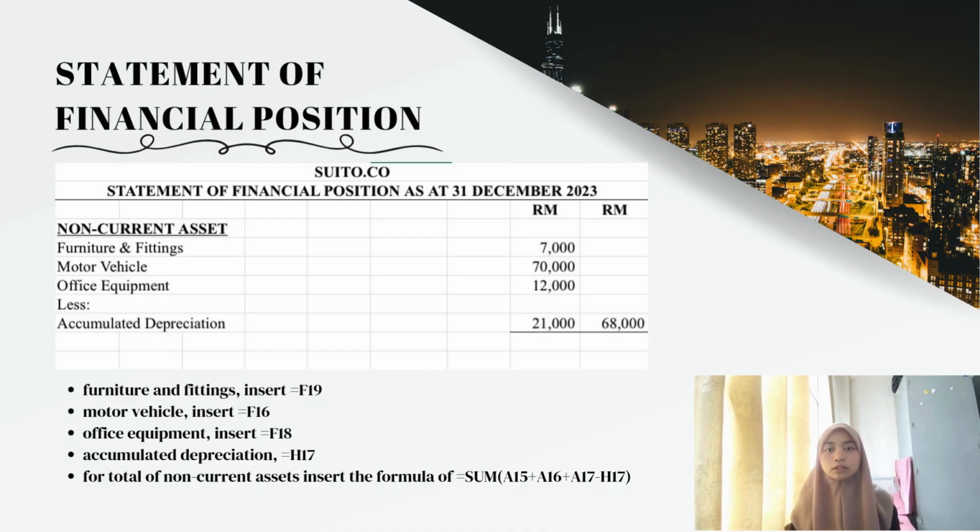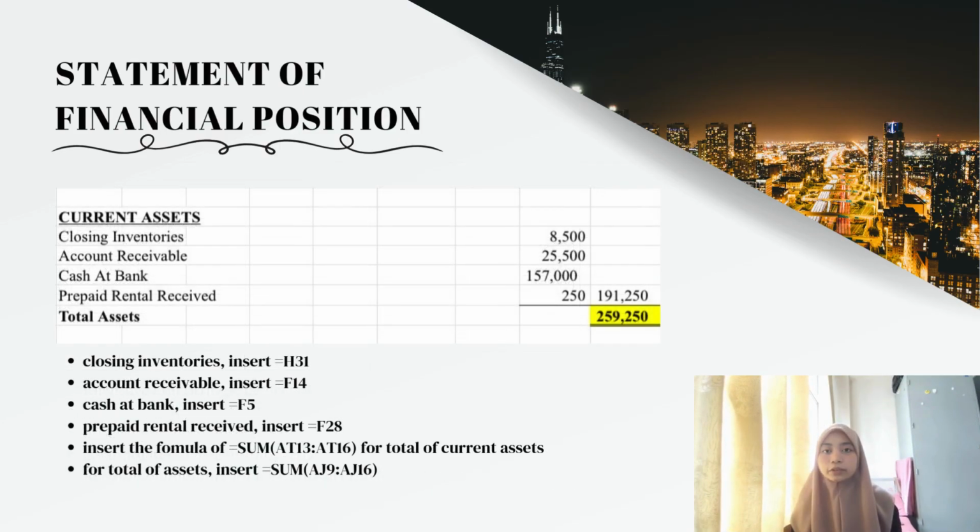Firstly, we will calculate the total of non-current assets. For the furniture and fittings, it will be taken from cell F19. For motor vehicle equals F16 and office equipment equals F18. Then, we will minus the accumulated depreciation from cell H17. So, the total of non-current assets will be calculated using the formula equals SUM(A15+A16+A17) minus H17. Then, we will go for current assets.